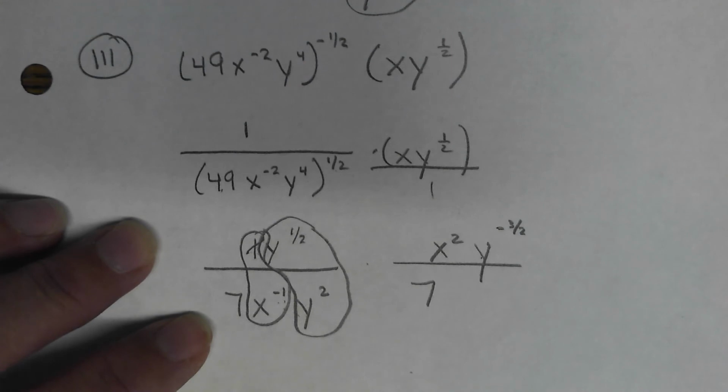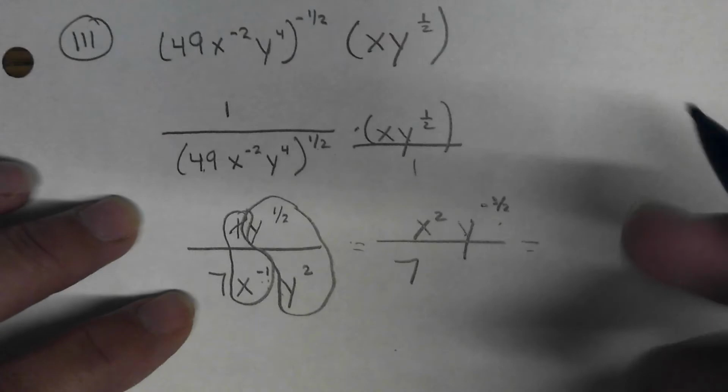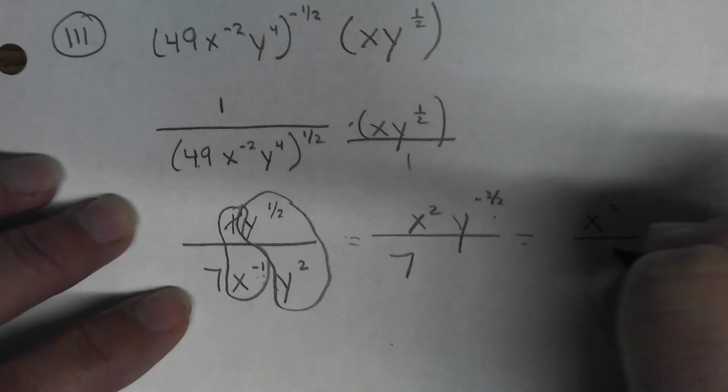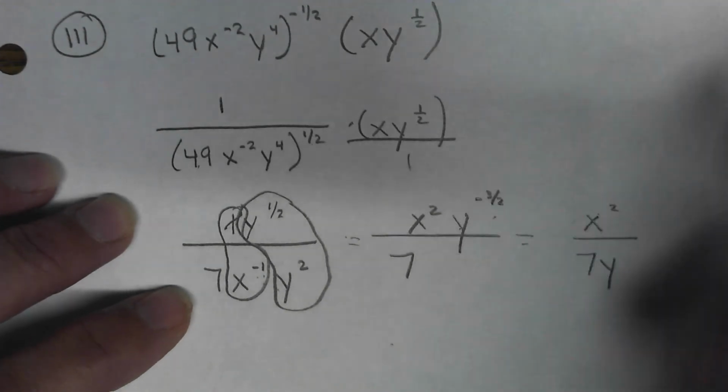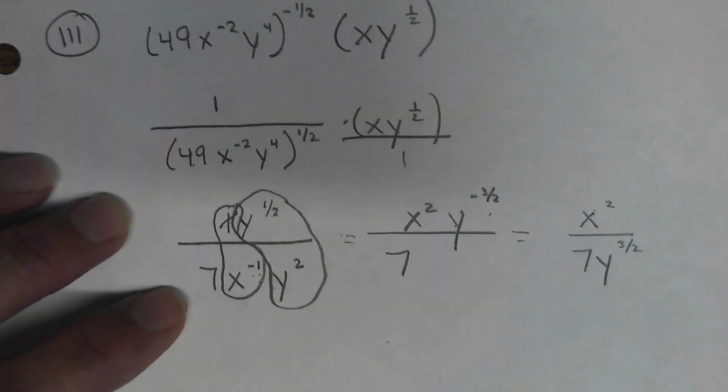Okay? And then we have to handle the negative exponent. So you just keep grinding through these rules one at a time until everything is taken care of. 7y to the positive 3/2 now in the denominator. Okie doke.